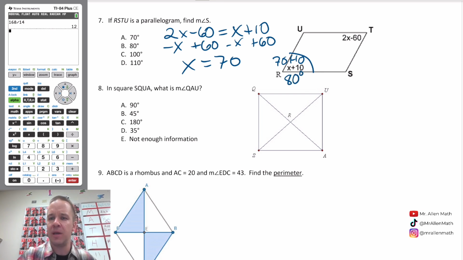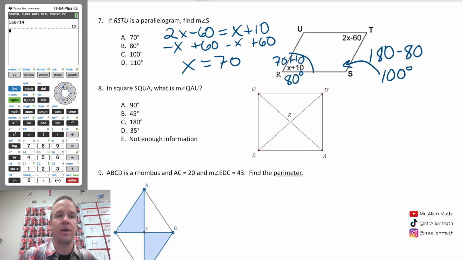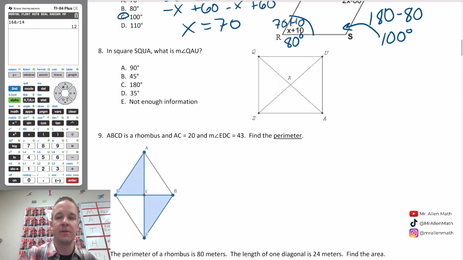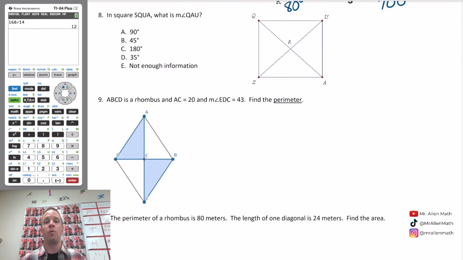So what would S be? If I take 180 minus that 80, right, that would give me 100 degrees. So that would be my angle S right there, right? They're supplementary. Angle R plus angle S should add up to 180. So I just subtracted that 80 from it, got 100. Beautiful. Answer is C.